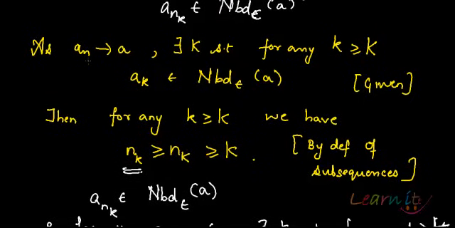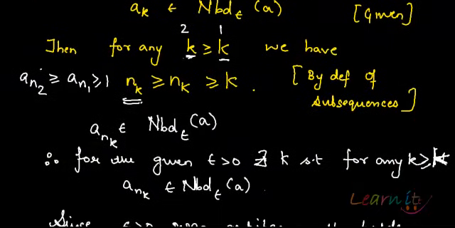Let's just review what we've done. We had the sequence converging to a. So we said that there would exist some natural number K such that for any k greater than or equal to K, a_k will be in the neighborhood of a. Now for any k greater than or equal to K, by definition of subsequences, we will have that n_k will be greater than or equal to k. So basically, if this is 1, this is 2, we know that by definition of subsequences, n_2 is greater than or equal to n_1, and so on and so forth. So that's the definition of subsequences, which is greater than or equal to this k, so which is 1. That's what we mean.